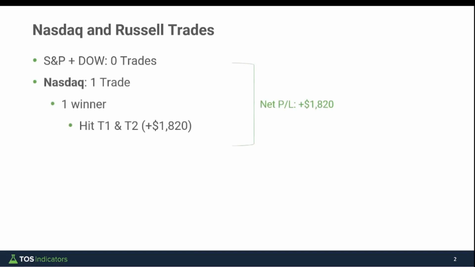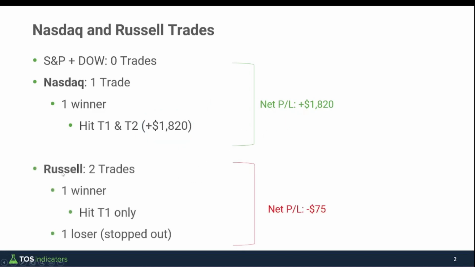Now, inside of the Nasdaq, we had one trade that's set up. That one trade was a winner, and we hit both our T1 and our second target. So that was a net gain of positive 1820 on this trade. Now, on our second market that we had that set up, that was the Russell. It was a little bit messier.